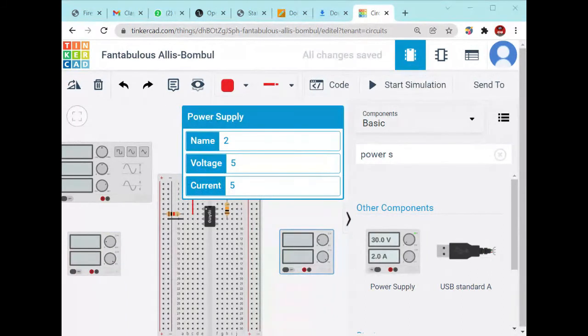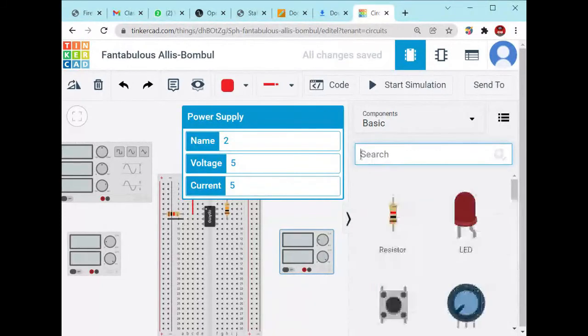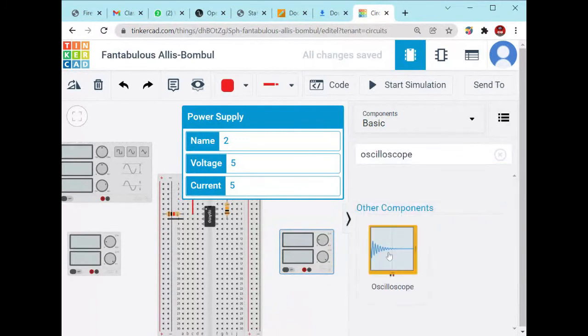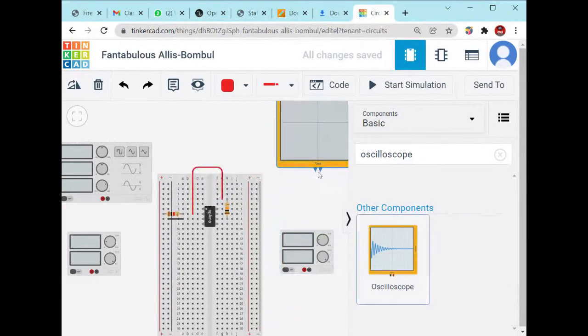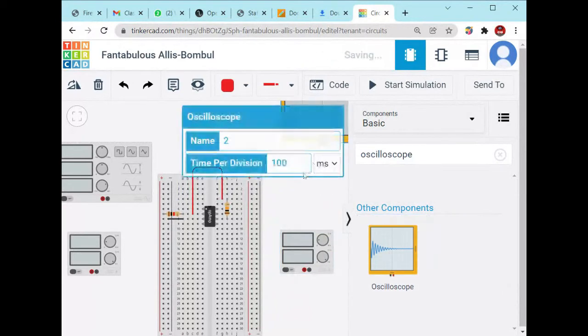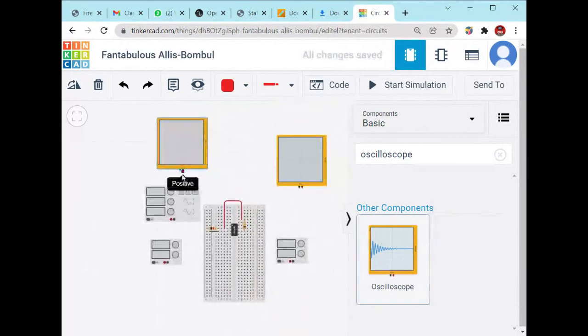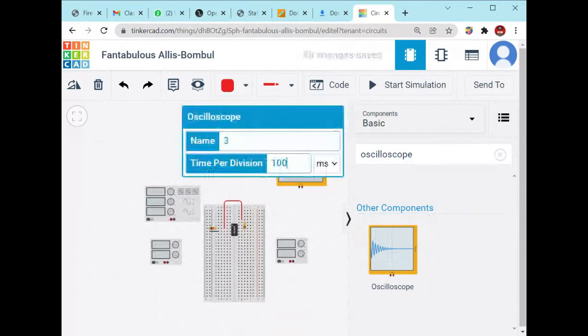Oscilloscope. Search for oscilloscope right here. This is your oscilloscope. Select this. You have to use two oscilloscopes. One is for the input and another one is for the output. The first oscilloscope you will use for the input and the second oscilloscope you will use for the output.